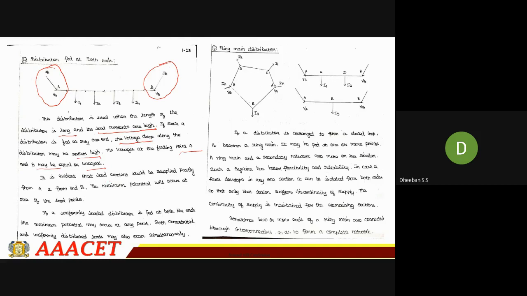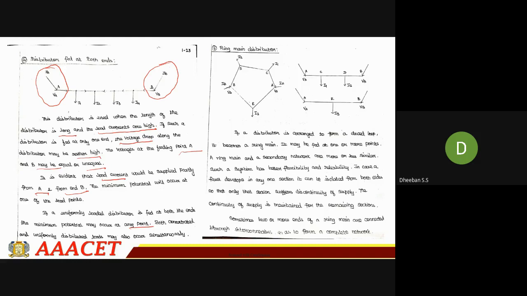So it is evident that the load current would be supplied partly from A and partly from B. That is, if the current IA is very small, at that time IB will be providing the current to the load, and if IB is small, at that time IA will be contributing to the load. If a uniformly loaded distributor is fed at both the ends, the minimum potential may occur at any point, because the voltage drop is minimized. So the minimization of potential is possible in the case of a distributor fed at both ends.